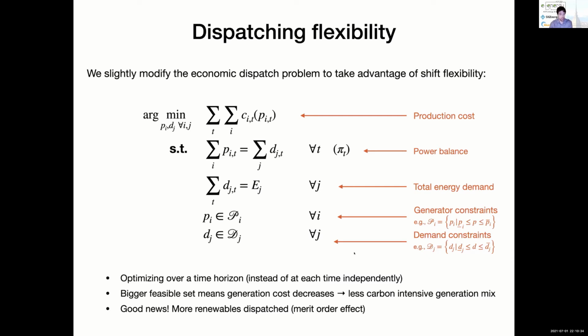Okay, so this formulation has some good news because, for the reason I just described, in the general case this problem is a relaxation of the original economic dispatch problem I showed, which is going to result in a lower optimal cost. That means, in terms of the power system, more renewable generation dispatched, which is less carbon intensive.